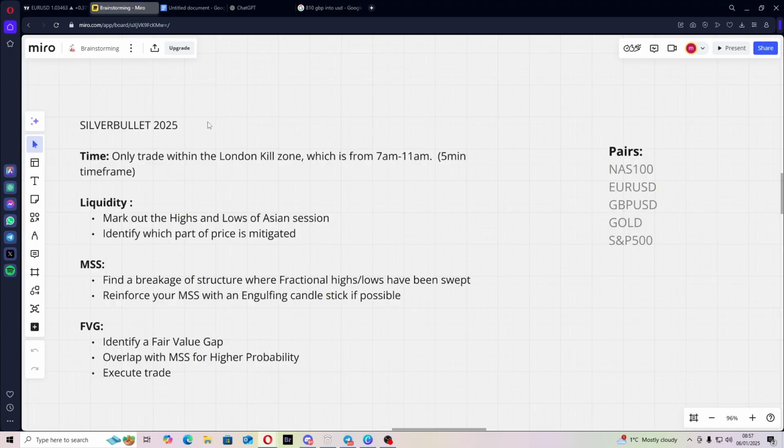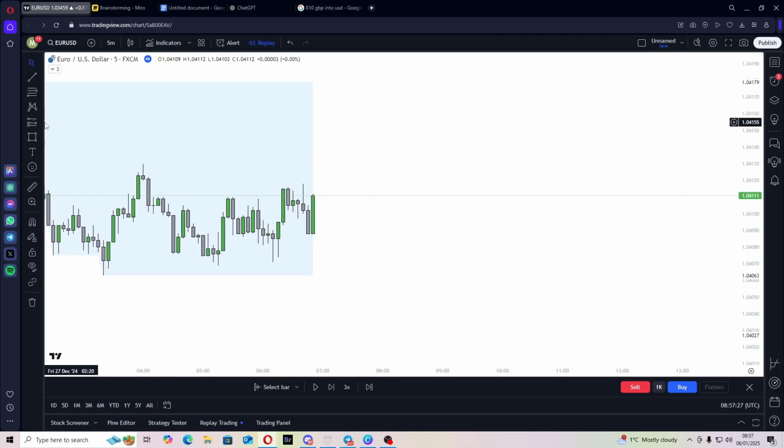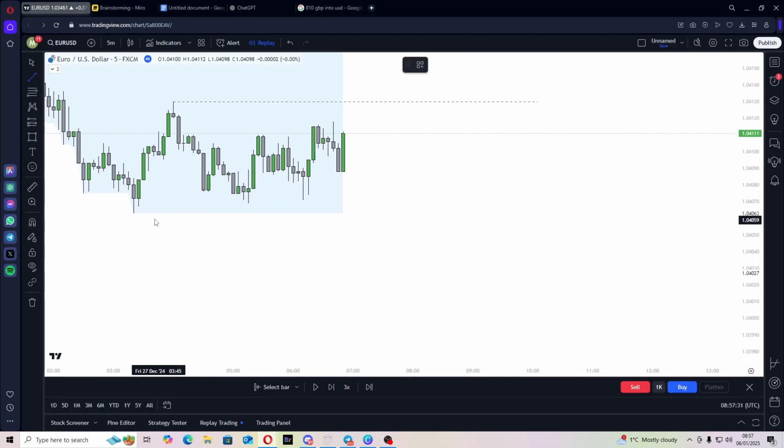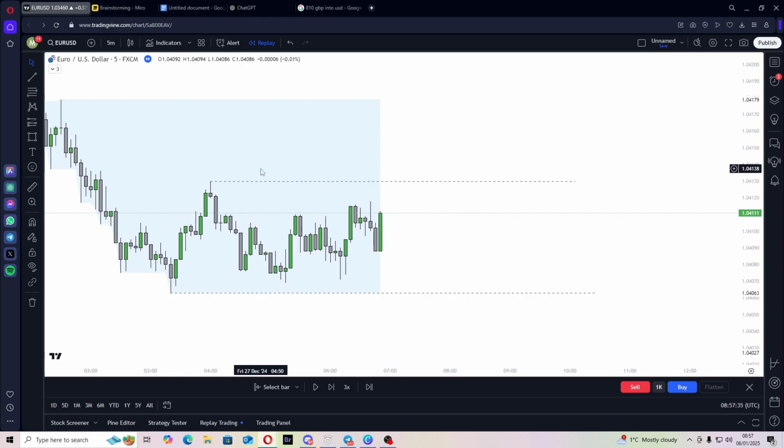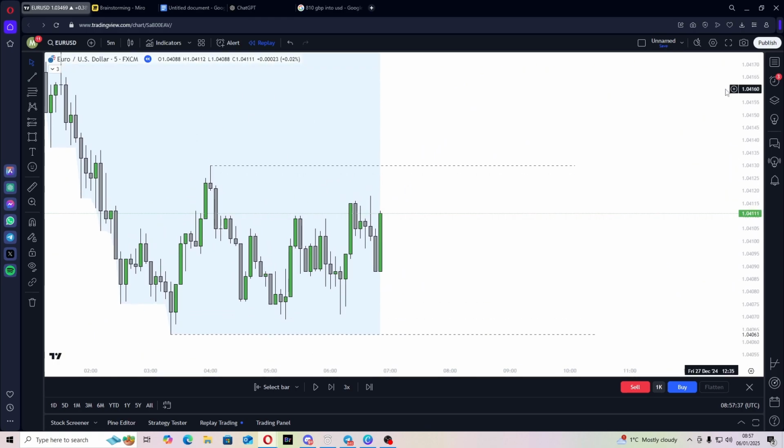We need to mark out the highs and the lows of Asian session, and then we need to identify which part of price is mitigated. Let me show you exactly what this means. So right here, you need to mark out the highs, just there, and these are the lows. Okay, this is the highs and lows of Asian session. You see the blue area? That's Asian session. If you want this indicator, just comment down below, right?